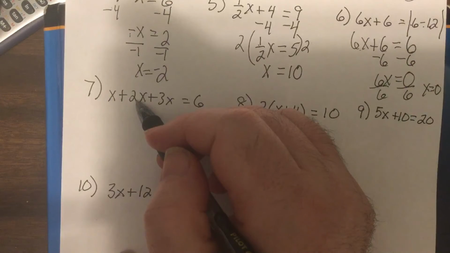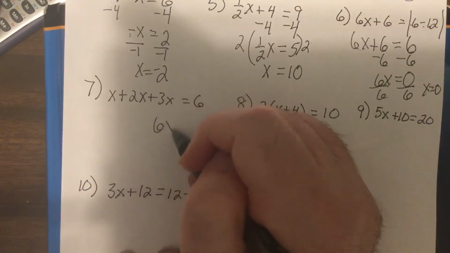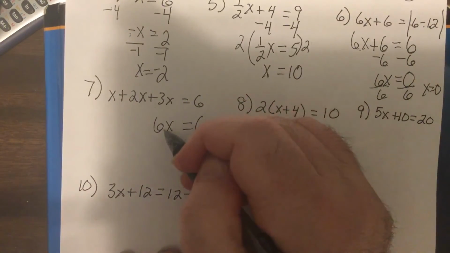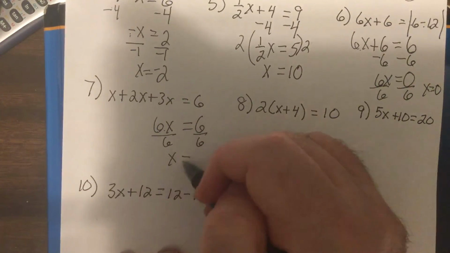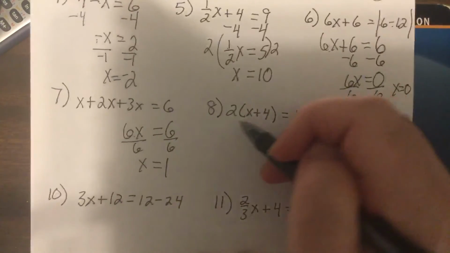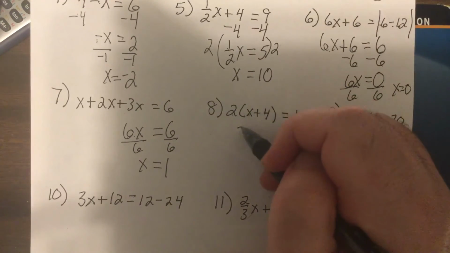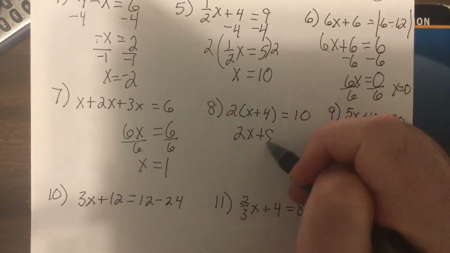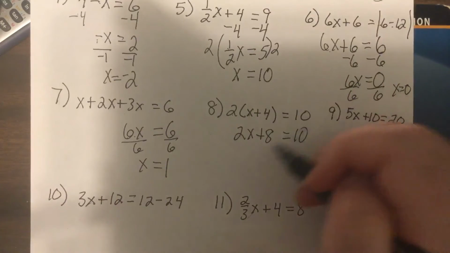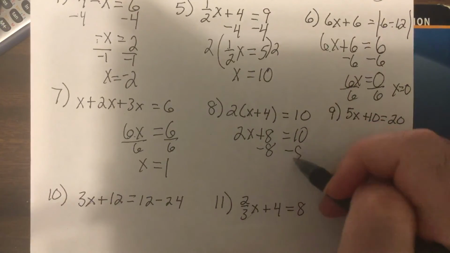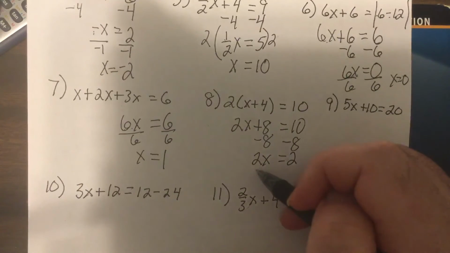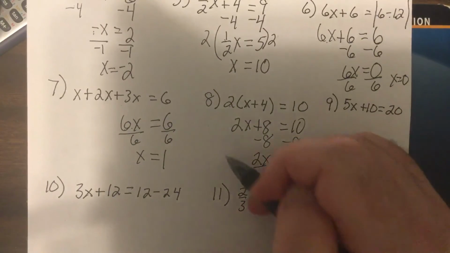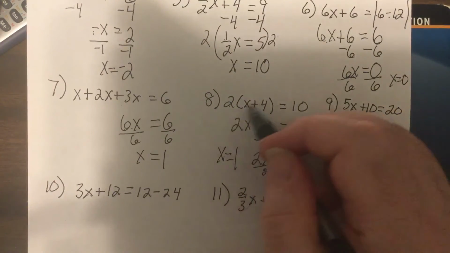So I need to simplify this. x plus 2x is 3x, plus 3x is 6x. And then get a 1 in front of the x. So I divide both sides by 6. Here I'm going to distribute the 2. We know how to do that. Then subtract 8. So 2x equals 2. Divide by 2, x equals 1. Wow, I put a lot in that.